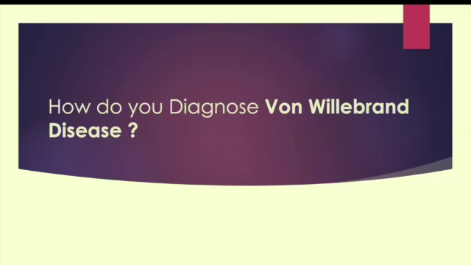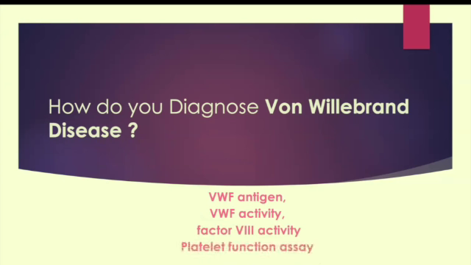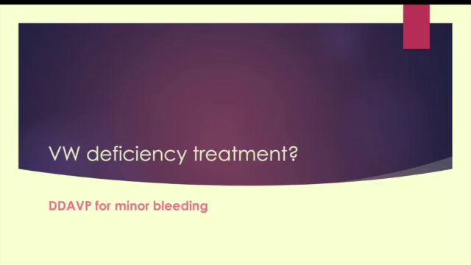How do you diagnose von Willebrand disease? There is a VWF antigen, VWF activity, which was less than 10 percent, I think, and then you could check factor VIII activity, and then a platelet function assay. DDAVP for minor bleeding, and then what do you guys think we would give for major bleeding? There is actually a VWF concentrate for major bleeding if you know that's exactly what the patient has.